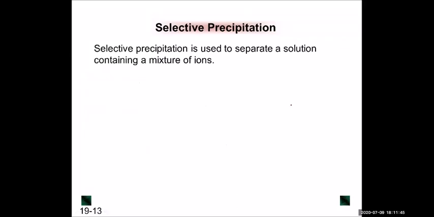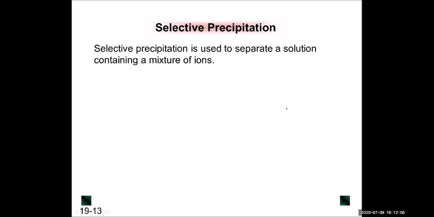The next topic is selective precipitation. Selective precipitation is when you have a solution and mix the ions. If we add one reagent, we call it the precipitating agent. It may form a precipitate with all the ions, or at least part of more than one ion.